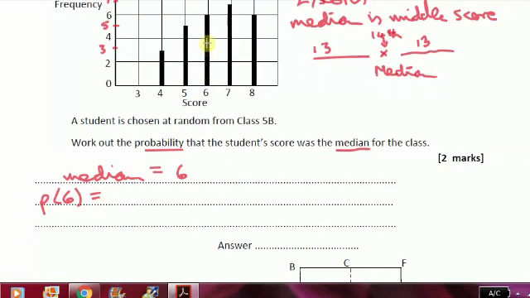Well, how many 6s were there? There were 6 of them out of 27 scores altogether. We know there's 27. So 6 out of 27 I can simplify and get 2/9.